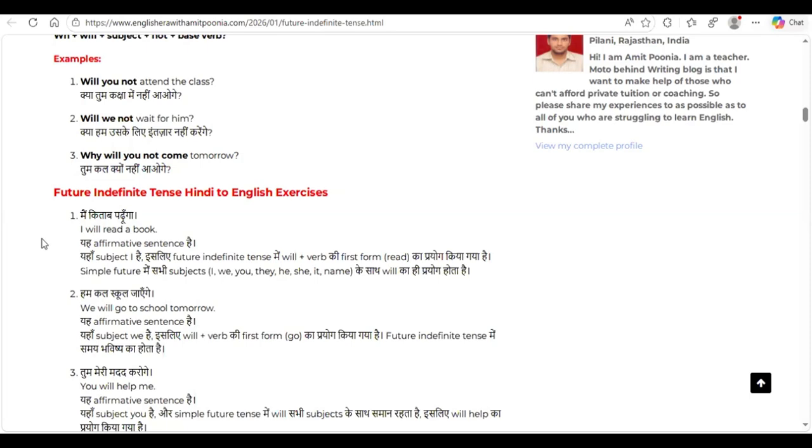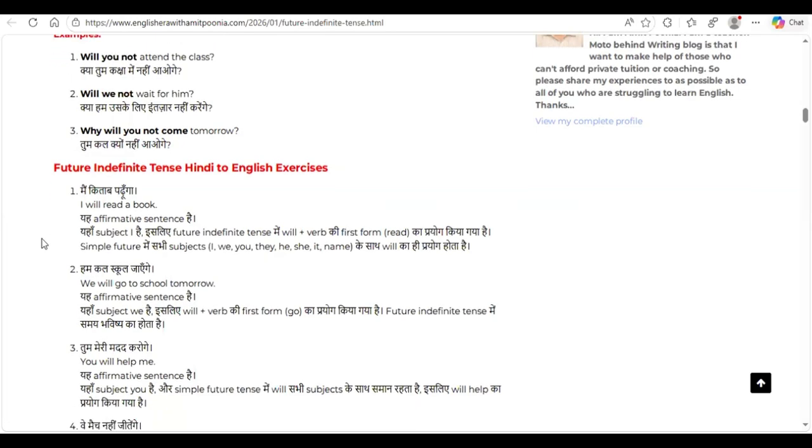Like this, our next sentence is तुम कल क्यों नहीं आओगे. देखो दोस्तों, इस सेंटेंस के बीच में क्यों आया है, जिसका एक्सप्लेनेशन हमें देना पड़ेगा. यस और नो से काम नहीं चलेगा. Then क्यों is called why, then we will put auxiliary verb, then our subject you, then not, and आओ is called come, and tomorrow. So the complete sentence will be: why will you not come tomorrow?